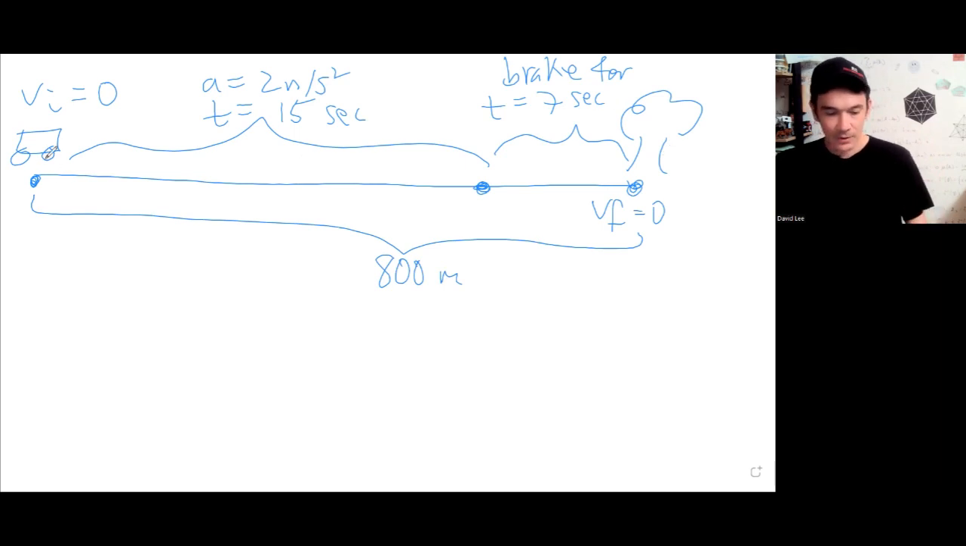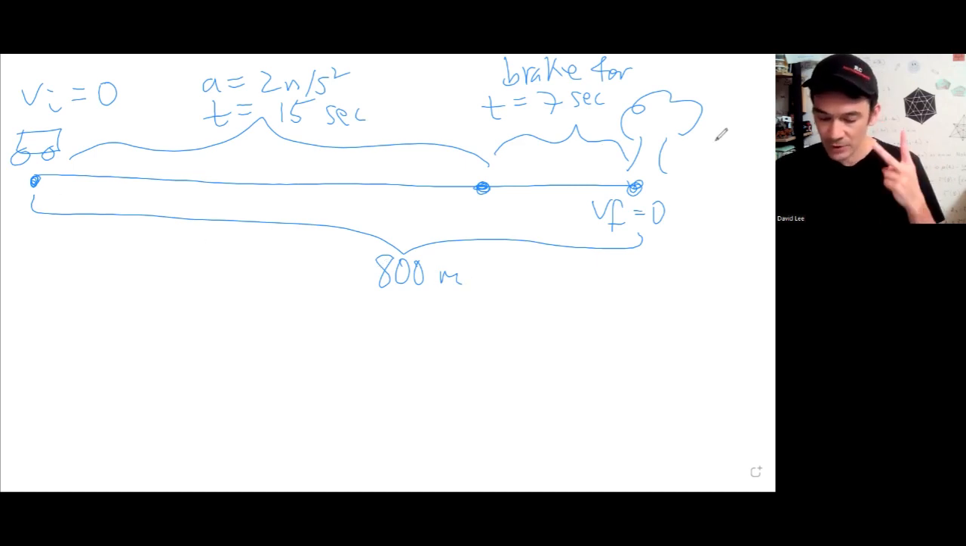Before we do it, let's see. So you're resting, you hit the gas, you're accelerating for 15 seconds, and then boom, you slam on the brakes for 7 seconds. You stop, a complete stop. The question is, did you hit the tree? Yes or no? The tree was originally 800 meters away from you.